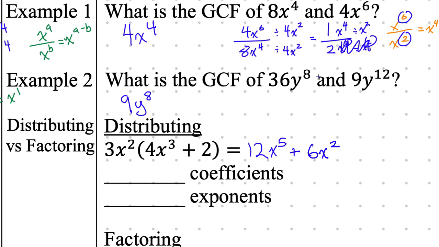Question, Jade. So, let's say it was 36 and 10 instead of 36 and 9. How would that work? Okay, what's the greatest common factor of 36 and 10? Say it louder. 2. Yeah, so it would be a 2 up front. And it would still be y to the power of 8 because those haven't changed. Okay. Yeah. So it could work. Any number, yeah.